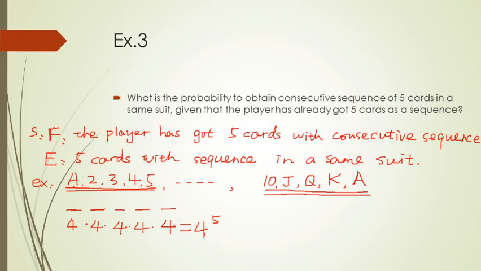For one sequence, A, 2, 3, 4, 5. And how many different sequences will we have? A, 2, 3, 4, 5, then 2, 3, 4, 5, 6, until 10, Jack, Queen, King, A. So you will notice that the first number you start from can be A, 2, 3, until 10. You have 10. So totally, for event F, the player has got 5 cards with a consecutive sequence. Event F has 10 times 4 to the 5 different outcomes.